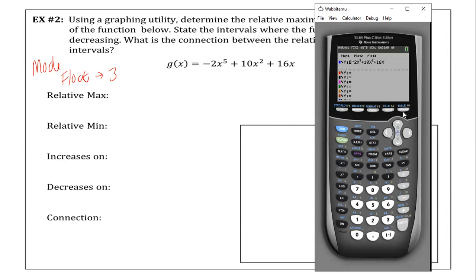So now I have it. Now I'm going to hit graph. And it's going to do some thinking.